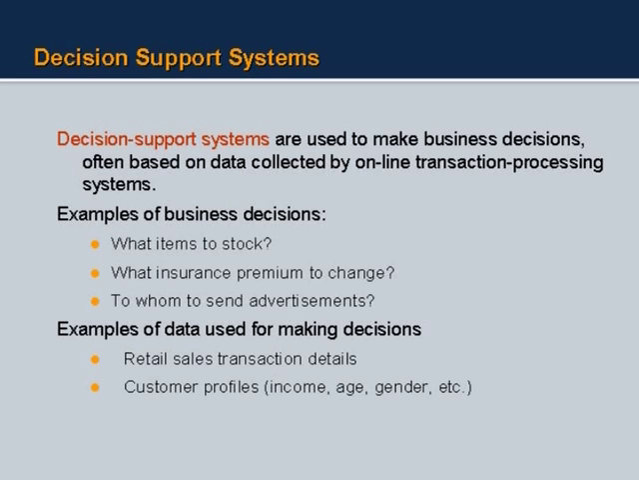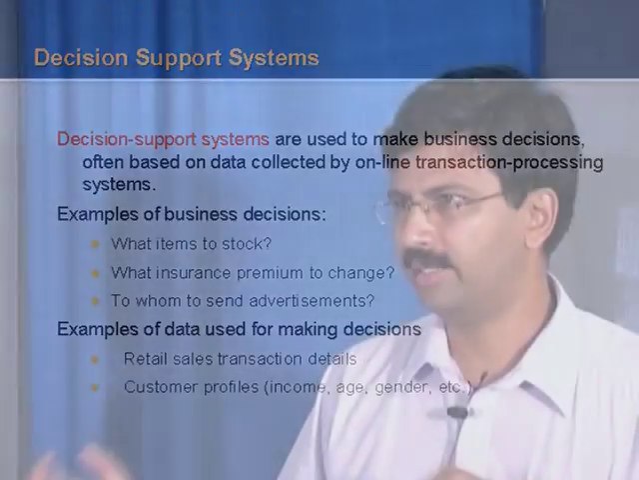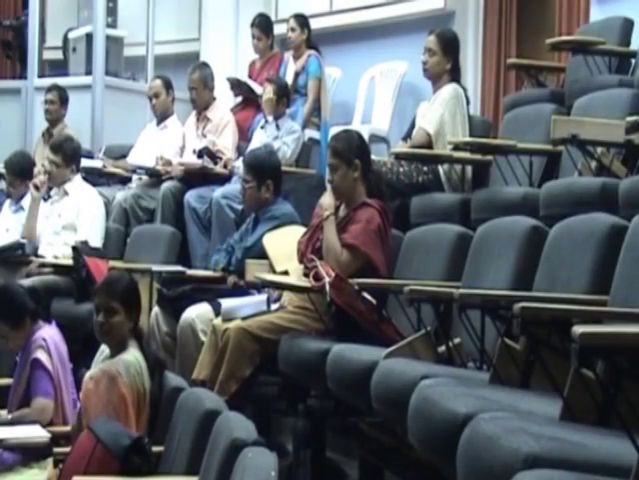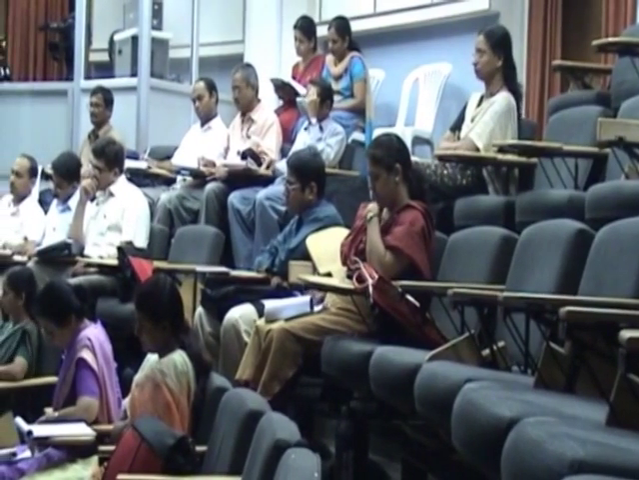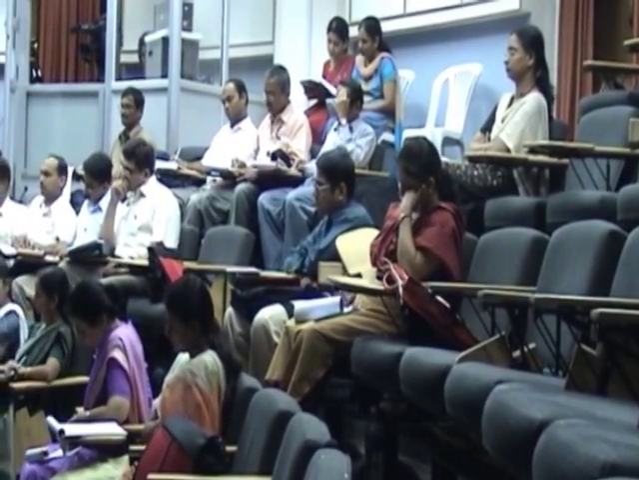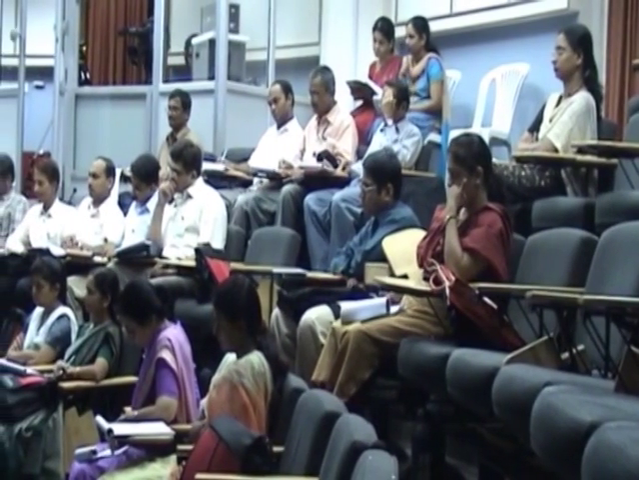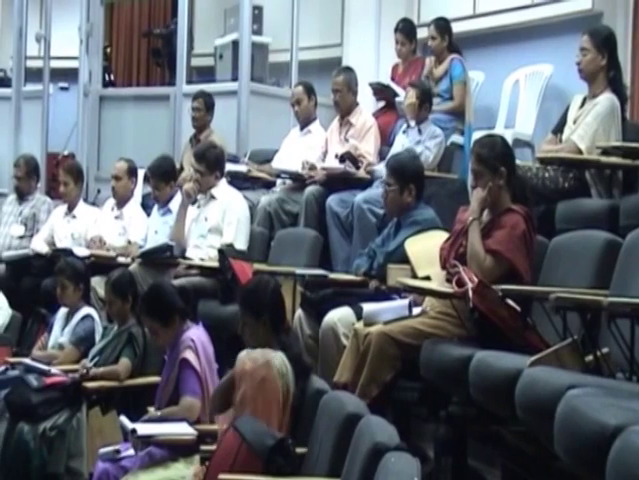Now, what are decision support systems? They are used to make business decisions based on the data which the online transaction processing systems have collected. So you want to look for trends in order to predict what will happen. You want to look for patterns in your data. You want to look for segments of the market, for example, which have the least profitability or the most profitability. You may wish to tune the insurance premiums based on this. You may wish to tune what category of people you want to advertise to based on this, you know, who is joining as a customer.